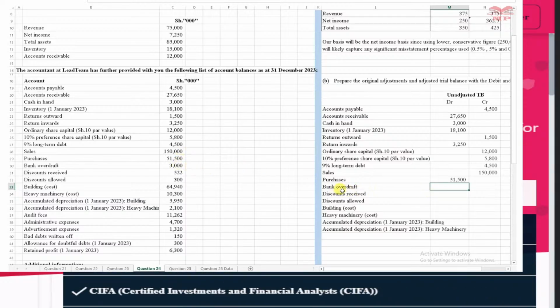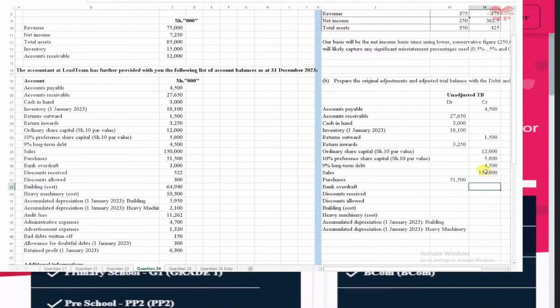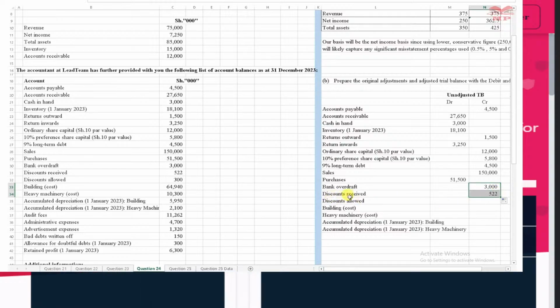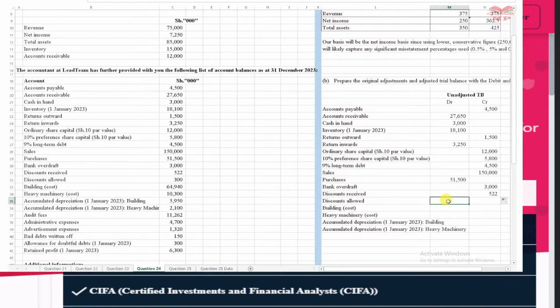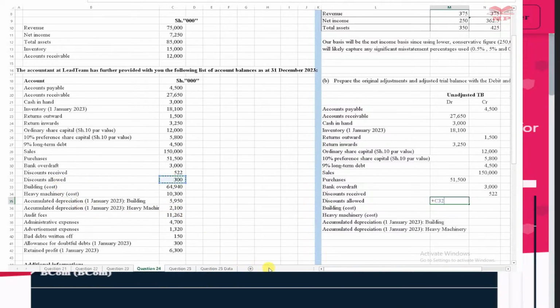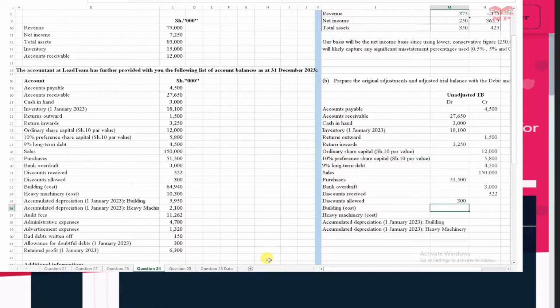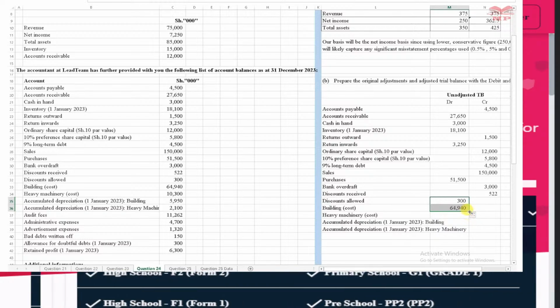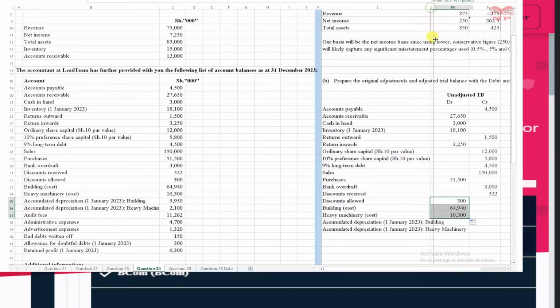Then we go back, bank overdraft. So it's going to be a component that's going to come here. So this one over here, we delete at the 3,000. And then we also have this discount received. And then discount allowed should also be on this side. Discount allowed is here, of 300. Then we have buildings at cost. It's usually a debit, yes, it's a debit. And also heavy machinery at cost should also be a debit.